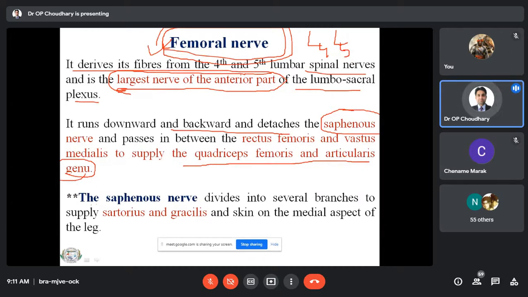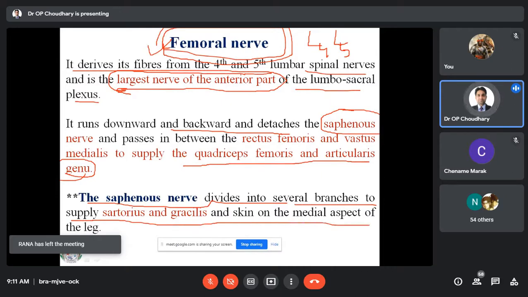And a very important thing is the saphenous nerve. It divides into several branches to supply the sartorius and gracilis and the skin on the medial aspect of the leg. Sartorius and gracilis are the muscles of the medial aspect.